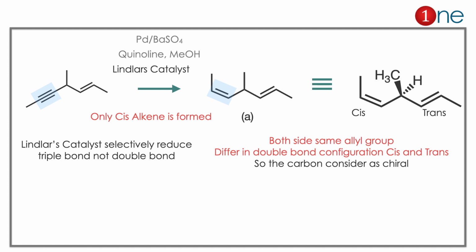Here you have to learn two important things. One is Lindlar's catalyst. Lindlar's catalyst has two important points. It selectively reduces the triple bond, and the triple bond is converted into a double bond in the cis way, not in the trans way. The second thing is rules of chirality. Even though it is the same compound, the same carbon atom, a configuration difference means you should consider it a different group, so it is a chiral compound.